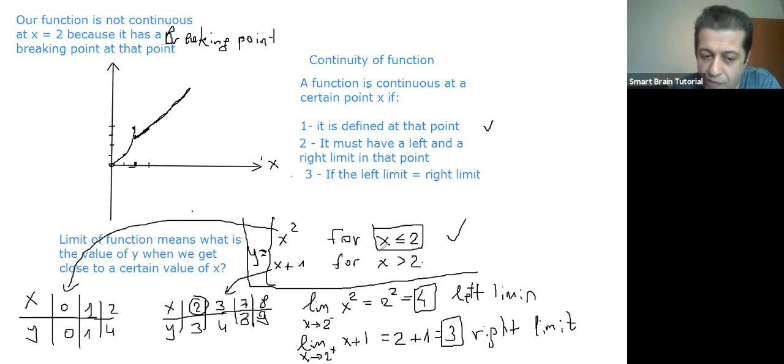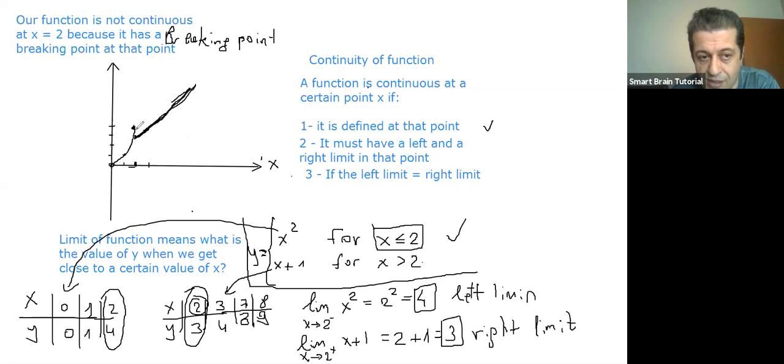So I'm interested in the value 2 as well, because I want to see if these values and these values are equal. But I have two different values. In the first part of the function, if I replace x with 2, the value of y is 4. In the second function, if I substitute x with 2, I get the value of y equal to 3, because 2 plus 1 is 3. So the second function starts from here and it goes in this way.